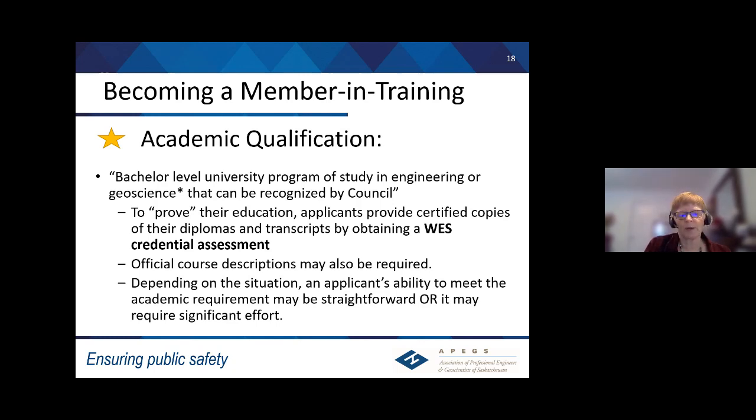They may also be required to provide official course descriptions. And depending on the situation, an applicant's ability to meet the academic requirement may be straightforward, or it may require significant time and effort. Each situation is different, and we do a very individualized assessment on each applicant. So it can be quite variable, the overall experience.